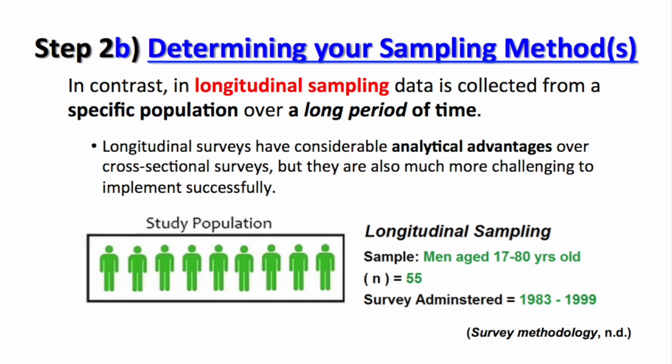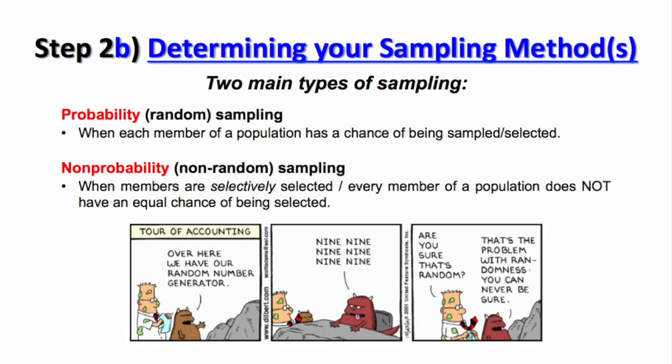This sort of sampling has a lot of benefits over just cross-sectional. However, it's very time-consuming and it takes a lot of money, but you can get some really interesting data. So just so you're aware, there are two main types of sampling used in survey research: probability or random sampling and non-probability or non-random sampling. The men's survey uses non-probability sampling because it's very selective.